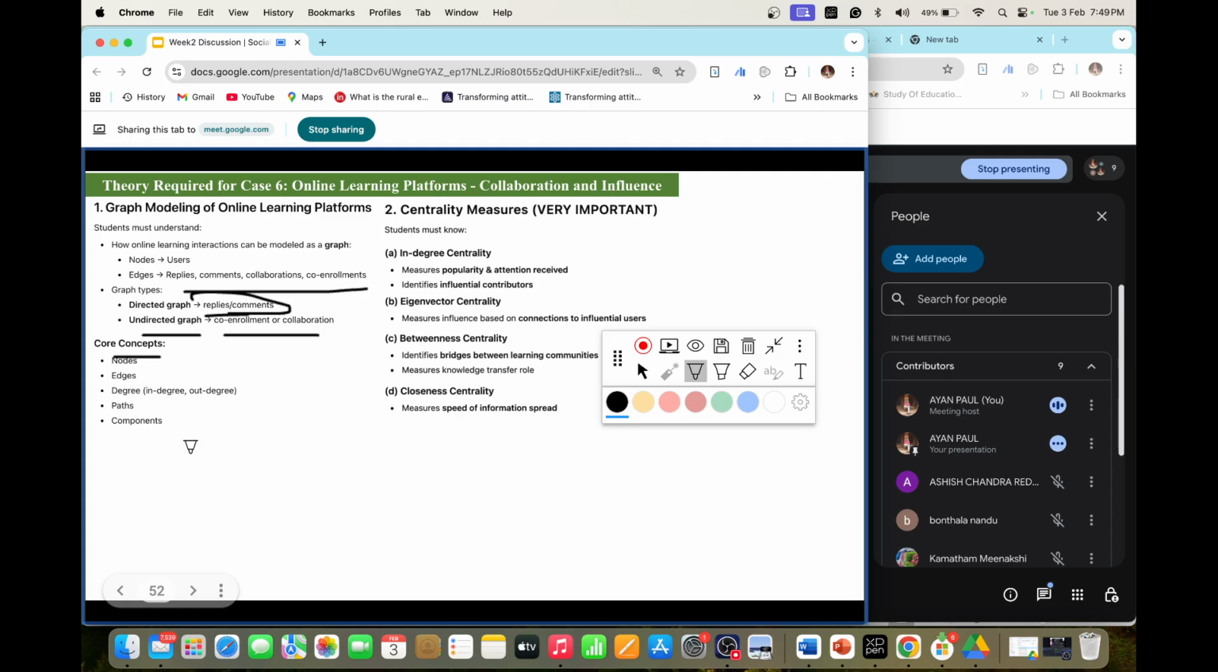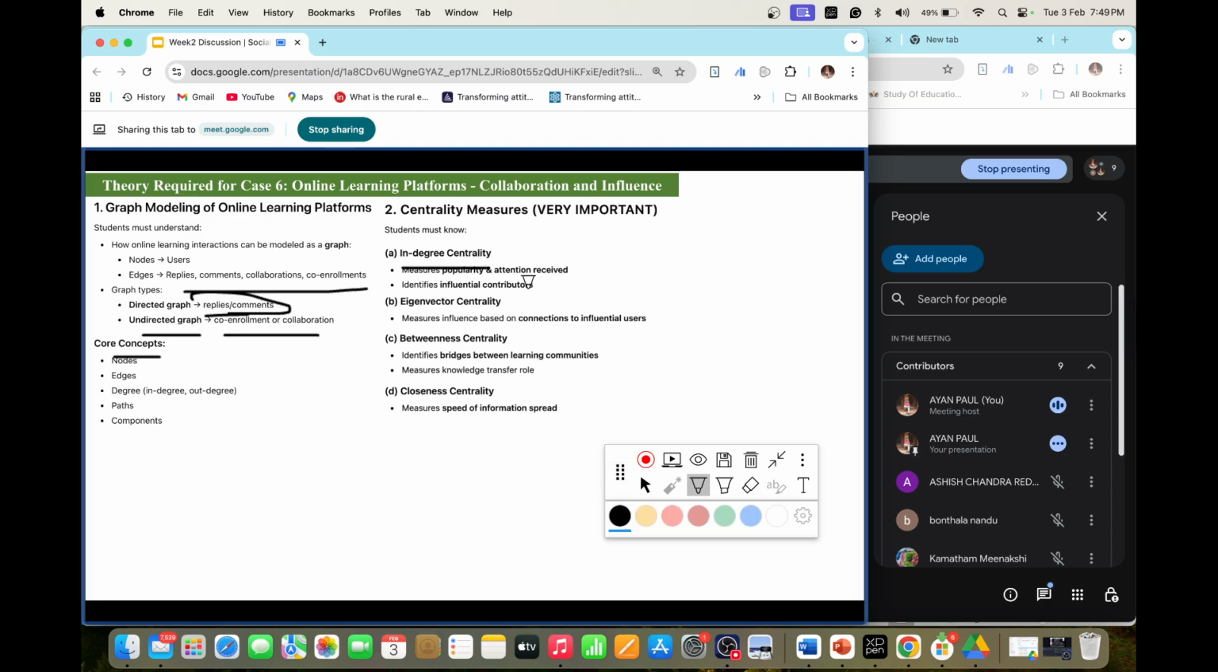Core concepts: centrality measures, which we have discussed again and again. In-degree centrality measures popularity and attention received, identifying influential contributors. Eigenvector centrality measures influence based on connection to influential users. Betweenness centrality identifies bridges between learning communities. And closeness centrality measures the speed of information spread.